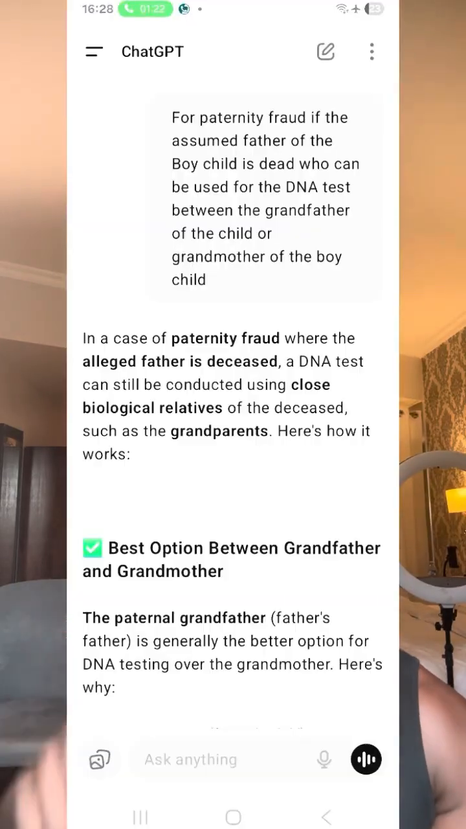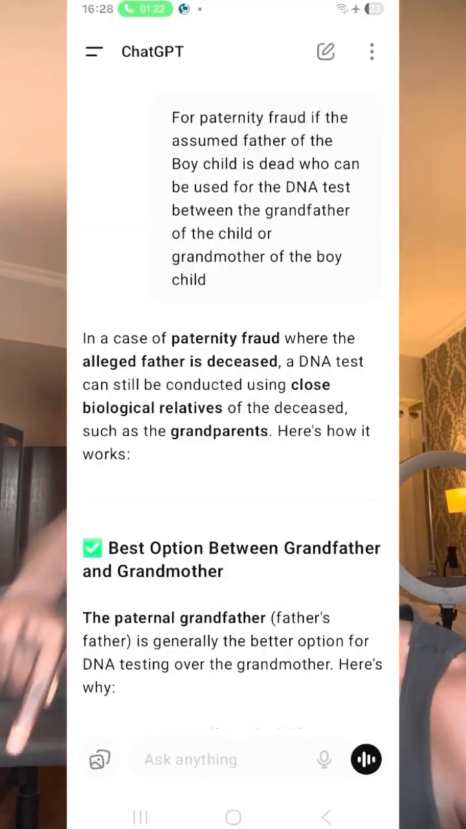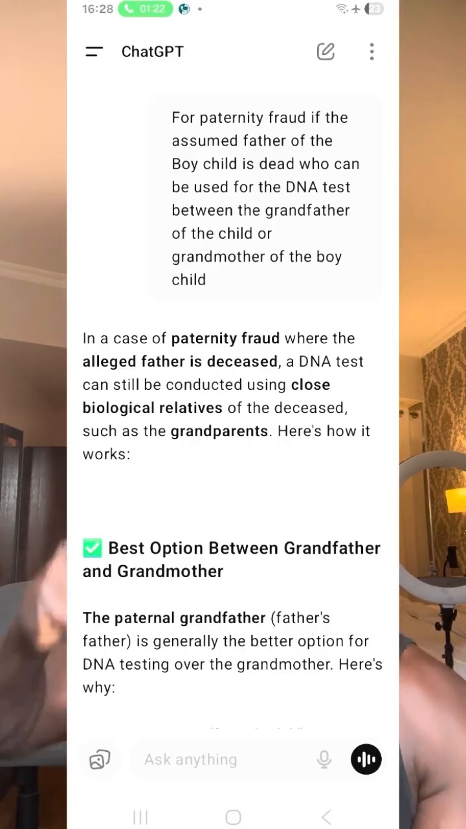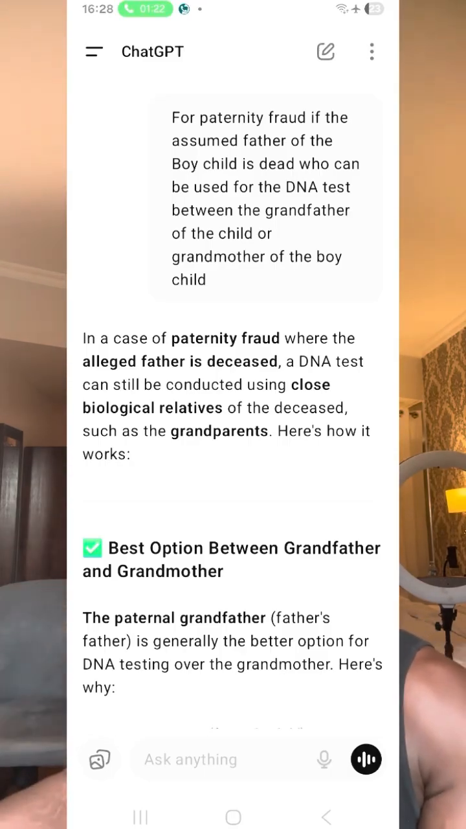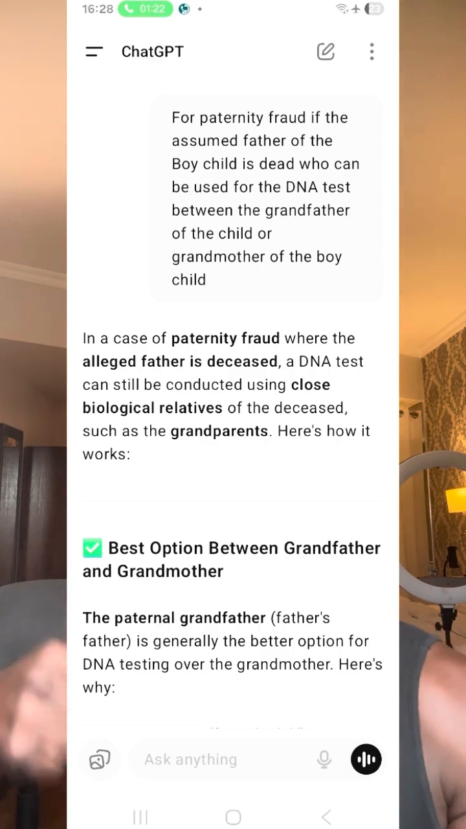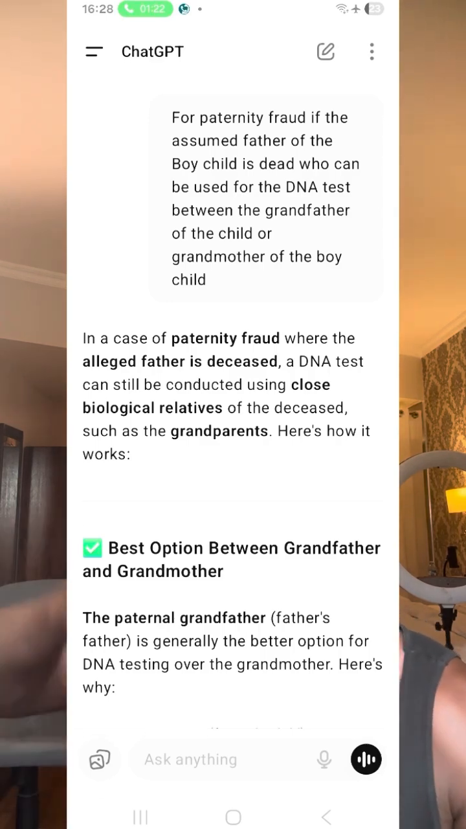Might use that same ChatGPT. For paternity fraud, if the assumed father of the boy child is dead, who can be used for the DNA test between the grandfather of the boy child or the grandmother of the boy child? For paternity, paternity means papa. Do you understand? Paternity means papa.